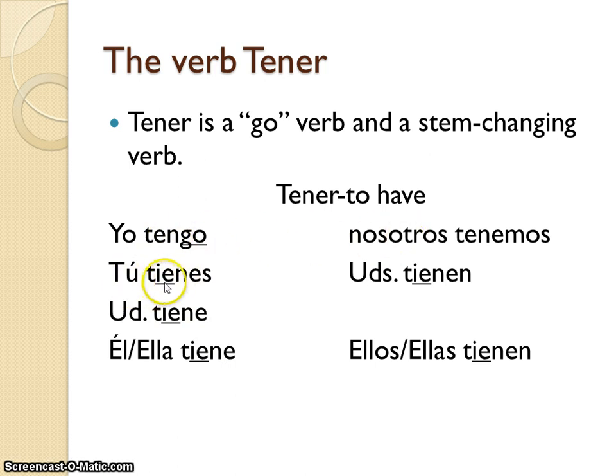So the tú form is tú tienes. Usted is tiene. The él and ella form is tiene. Nosotros does not stem change. It's because this ending has two extra syllables, so we don't have to stem change it. Nosotros tenemos. But in ustedes, we do it again. Ustedes tienen. Ellos and ellas tienen. All right, so that's how it works. So let's look at these expressions.